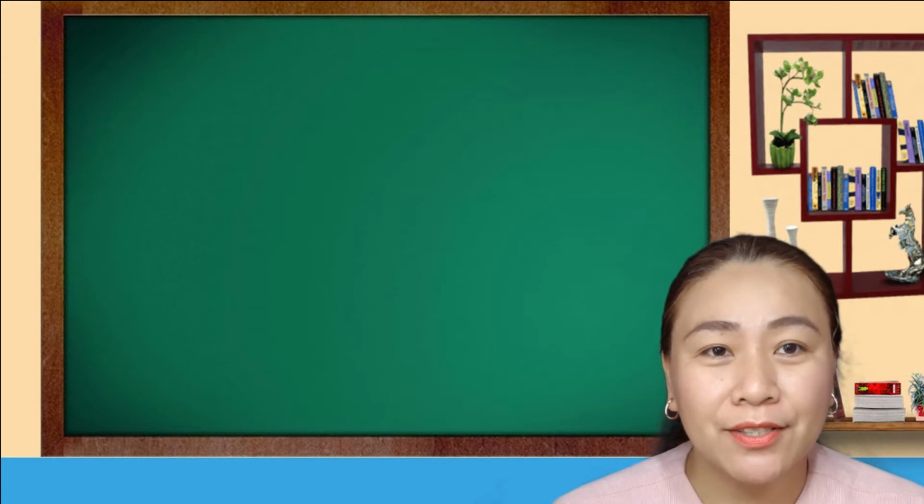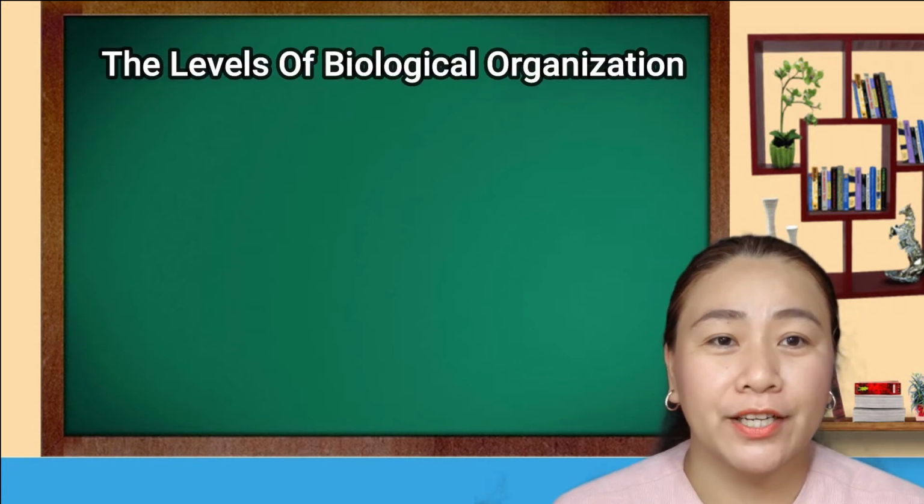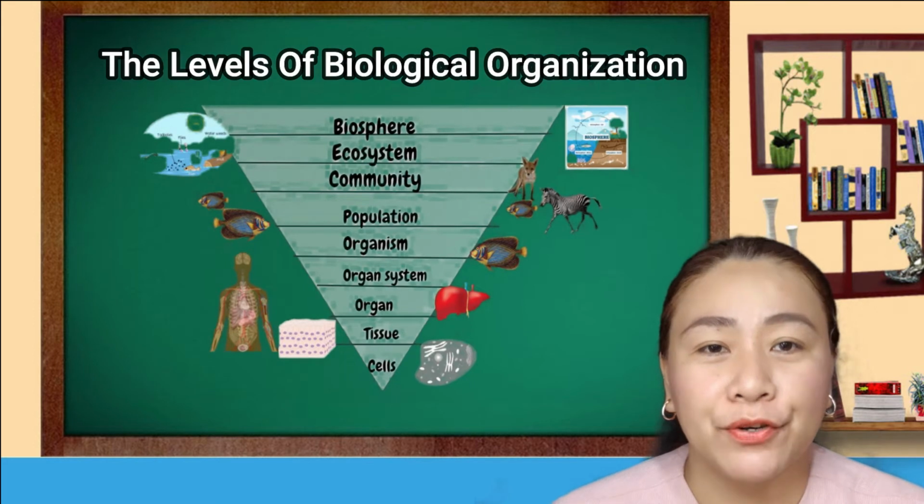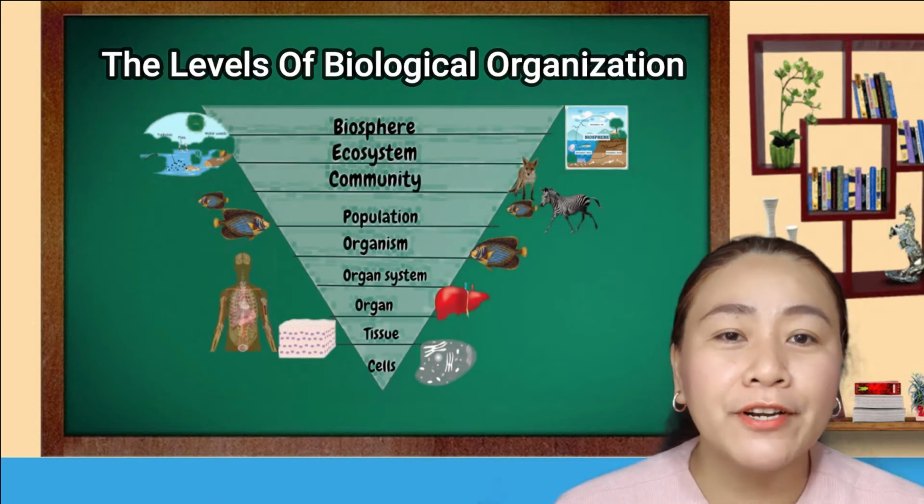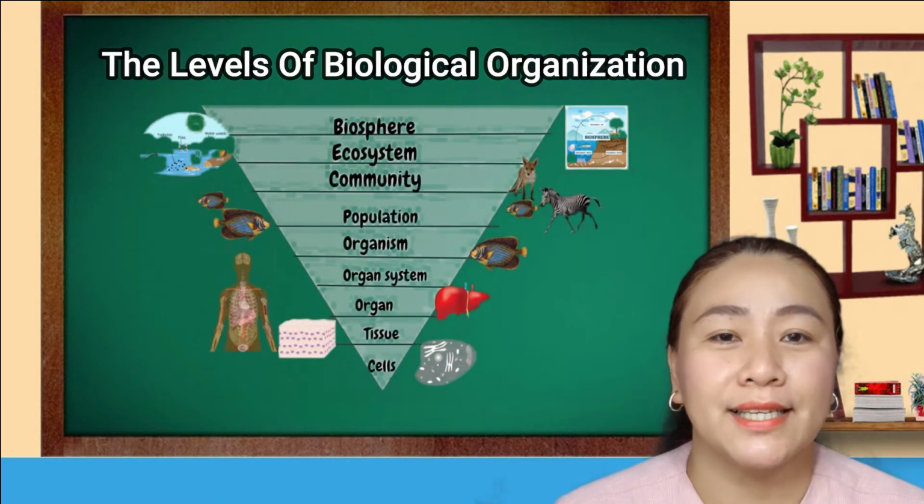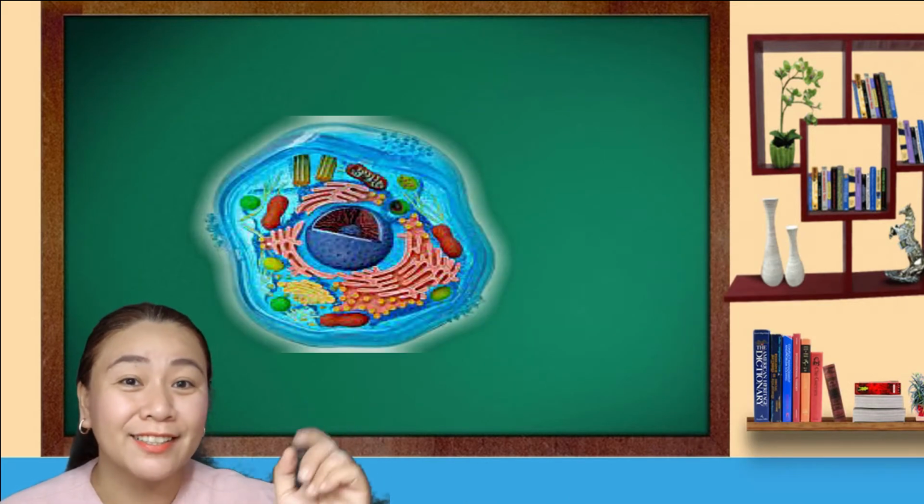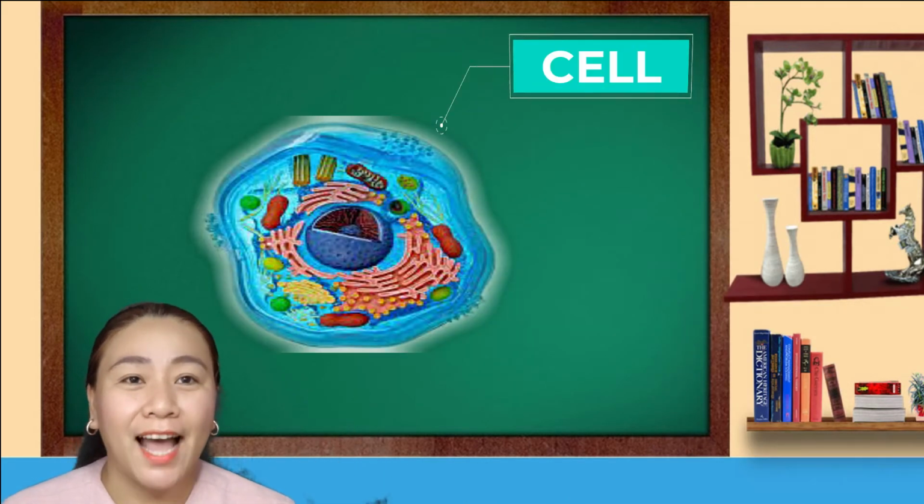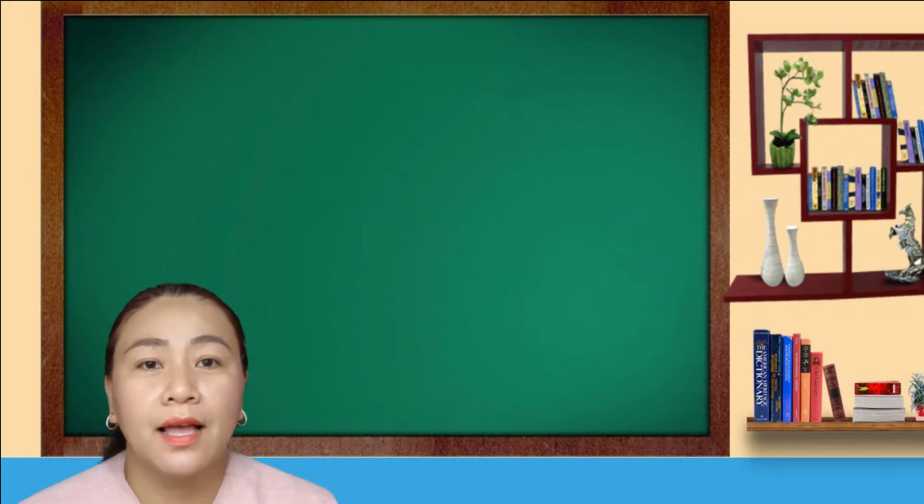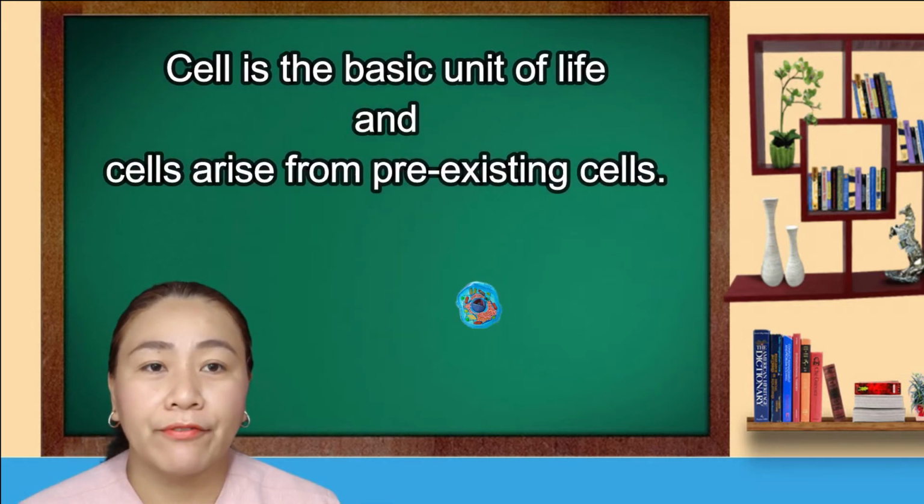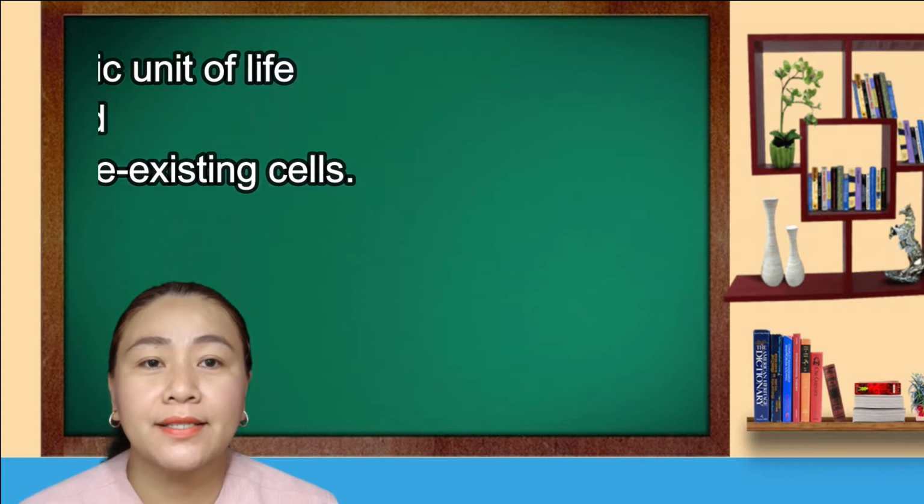Our previous lesson is all about the levels of biological organization. In this video, we are going to discuss the first level of biological organization. Are you familiar with this picture? Very good. It's a cell. Cell is the basic unit of life, and cells arise from pre-existing cells.